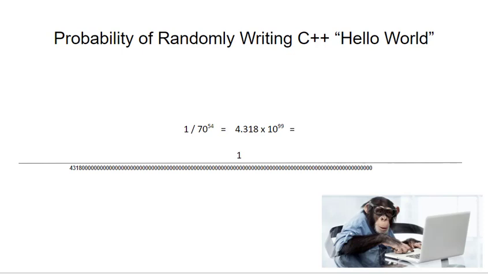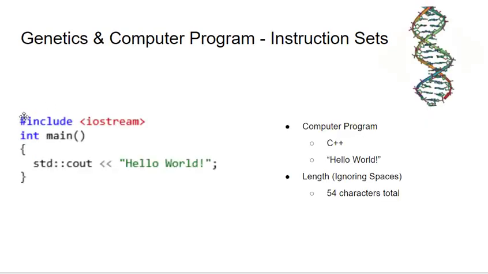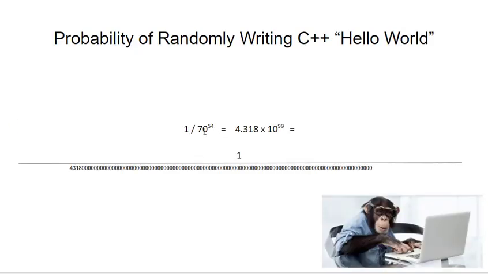for Hello World. To randomly press a letter on the keyboard and get the very first item correct, that's 1 over 70, right? Because there are 70 different possible symbols. But to get Hello World, it would have to do that not just for the first letter, but for every character after, for all 54 characters. So that's 1 over 70 to the 54th power, which in scientific notation is 4.318 times 10 to the 99, or 1 over 4318 followed by 99 zeros.